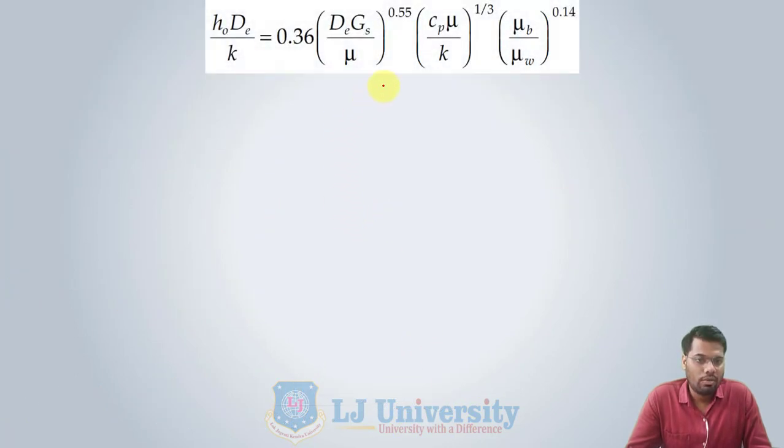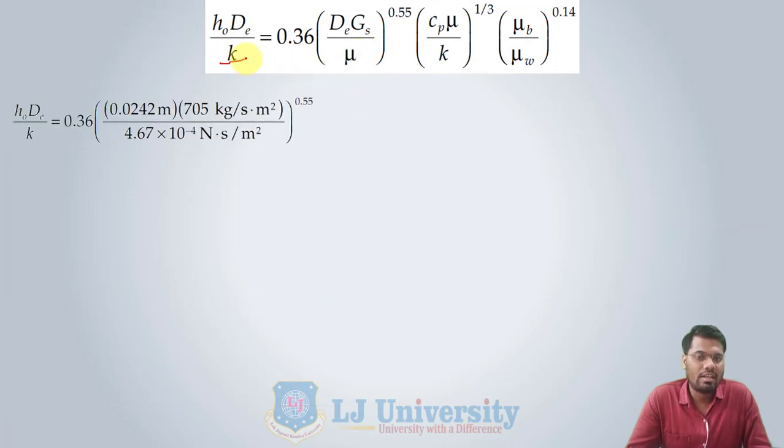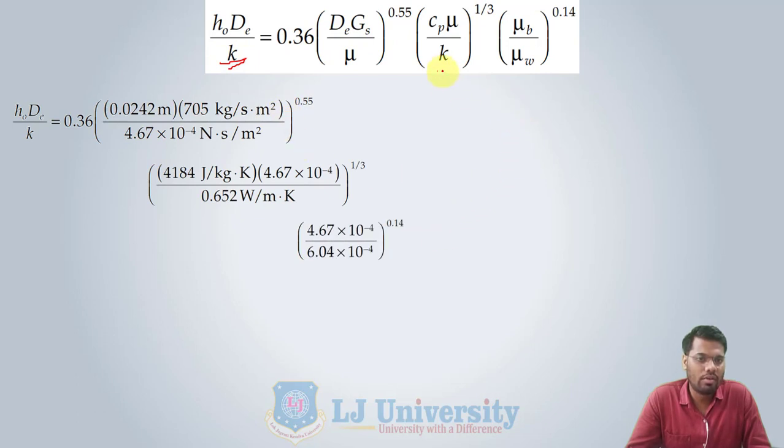Now in this equation, putting in all the values, we will get the value of this Nusselt number, hD by k. So putting all the values in this equation, we know the value of conductivity, which is mentioned in the question. We know the value of the viscosity at the wall at the mean temperature. So by putting in all the values, we will get the value of Nusselt number as 161.88.